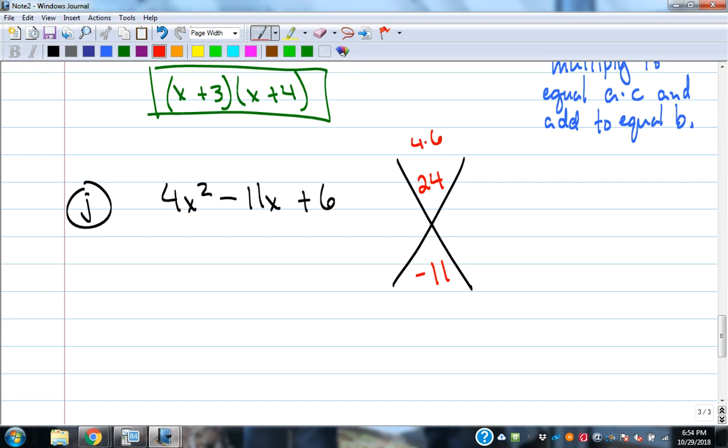Okay? 2 and 12. To multiply to be a positive 24, we have two options. We have positive 2 times positive 12 or negative 2 times negative 12. Which one of those will add to be negative? The positive ones or the negative ones? The only way things can add to be negative and multiply to be positive is if both of them are negative, right? So is negative 2 times negative 12 positive 24? Does it add to be negative 11? No, it adds to be negative 14. So that's not the right set. Good try. Let's try a different one.